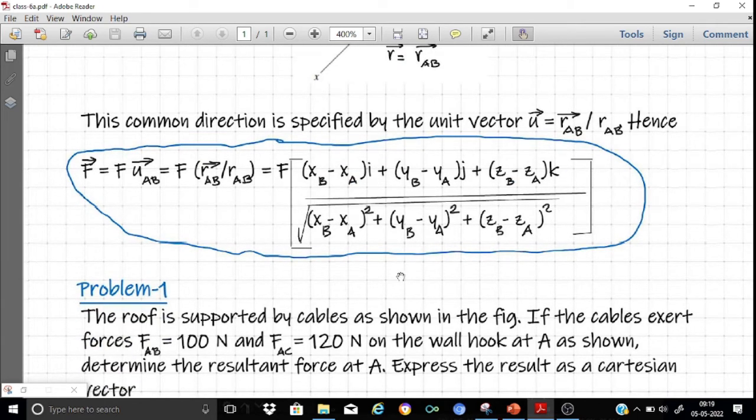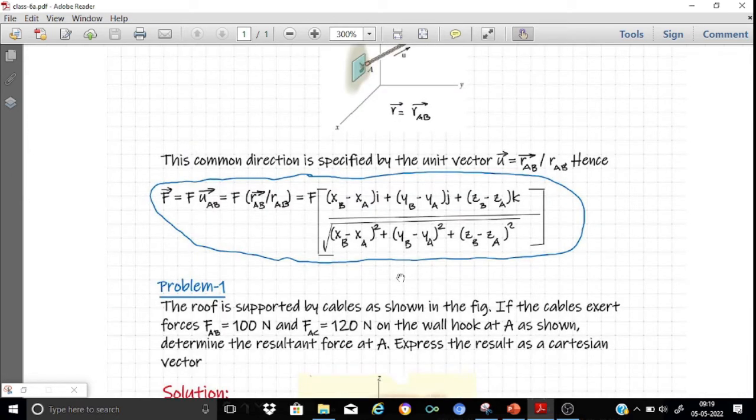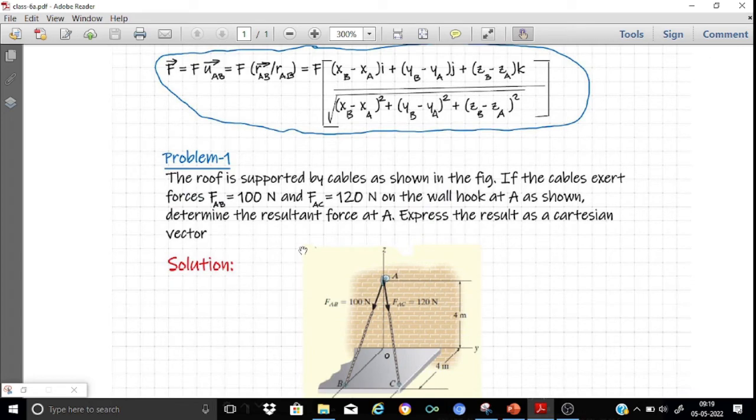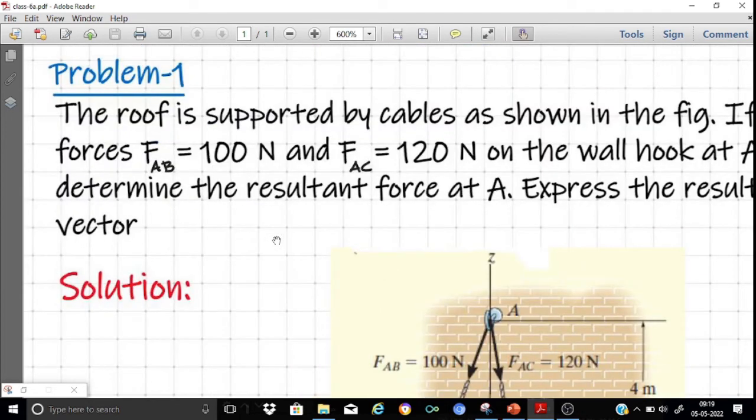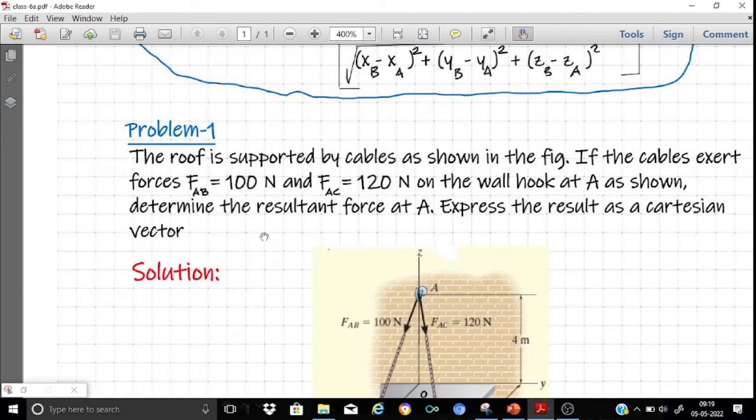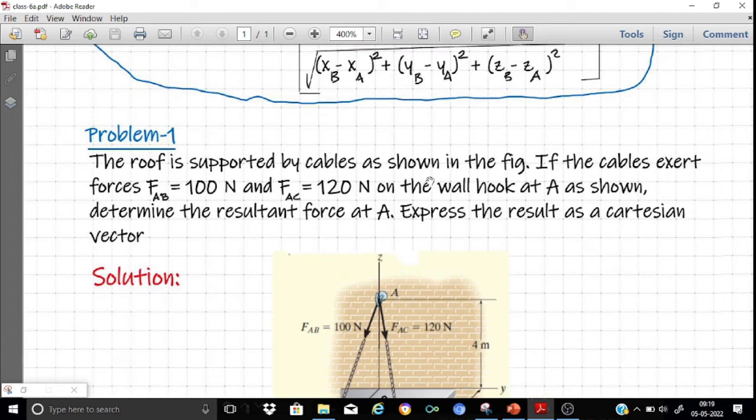Now we shall illustrate the application of the position vector to a simple practical problem. So let me first read the problem statement. The roof is supported by cables as shown in the figure.